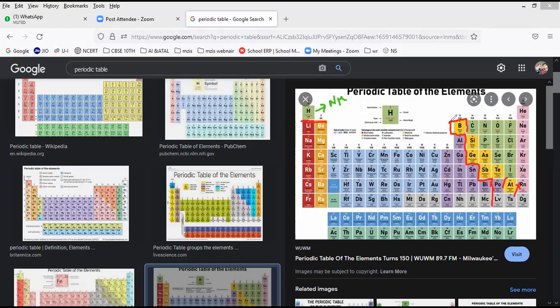Listen, they have properties of metals as well as non-metals. These, whatever I'm highlighting, are called metalloids. So after this, whatever there is, they are called non-metals. What are they called? Non-metals. Understand?